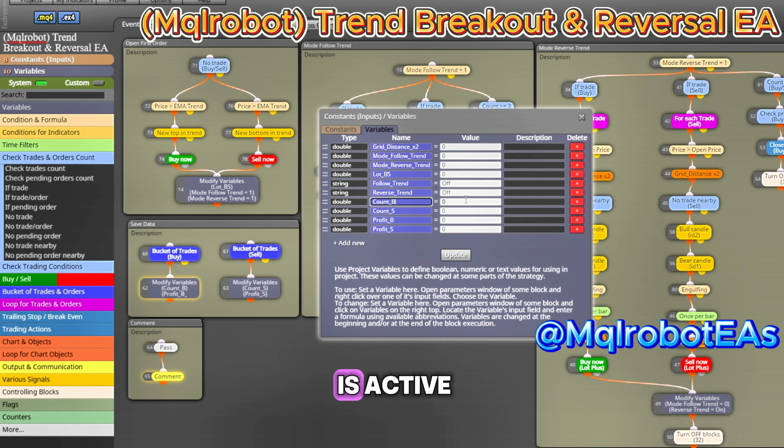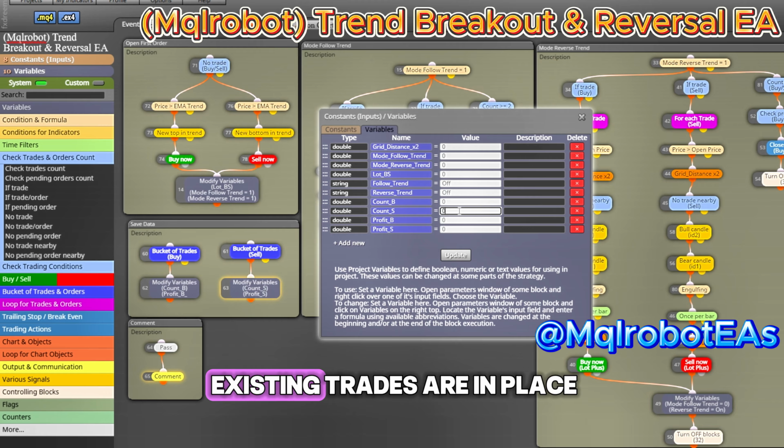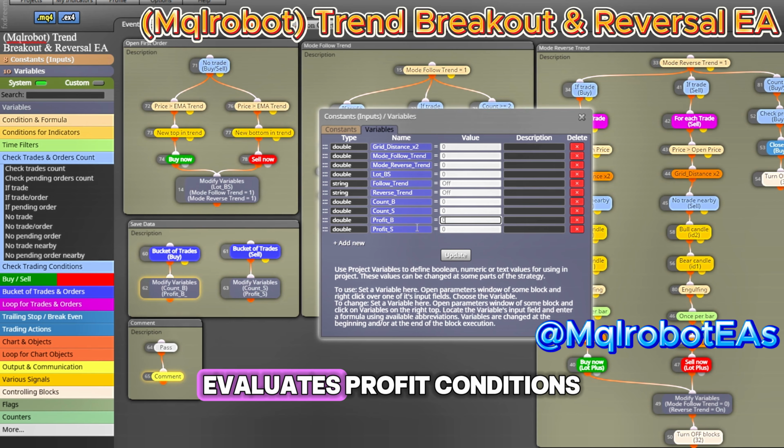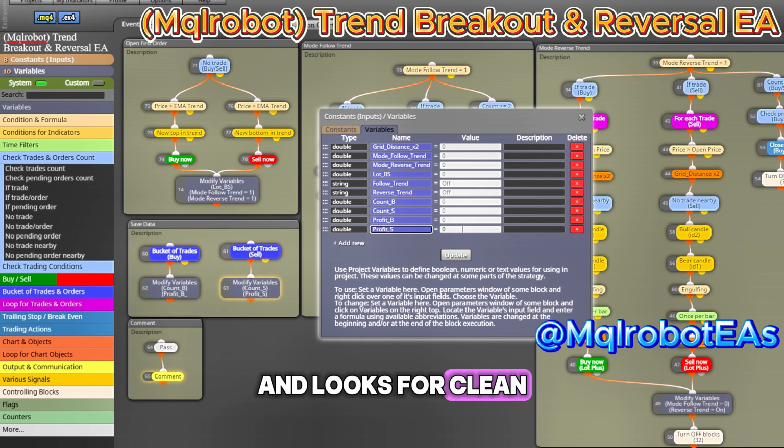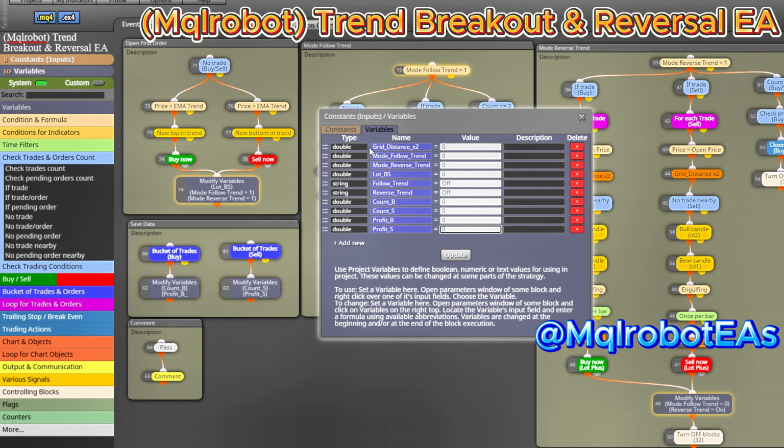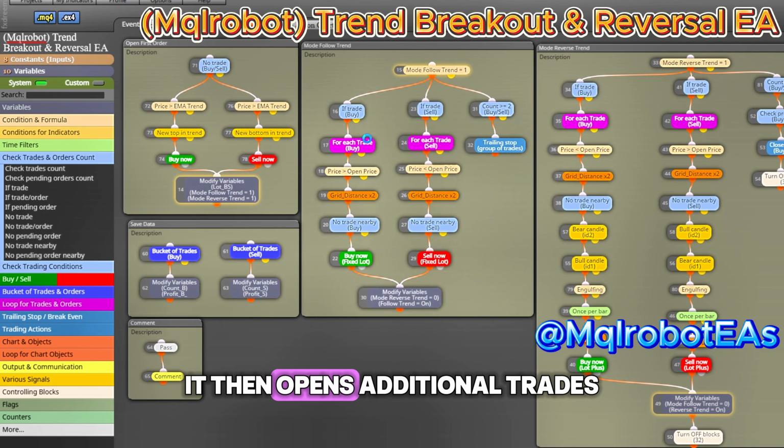When trend follow mode is active, the EA checks whether existing trades are in place, evaluates profit conditions, and looks for clean continuation signals. It then opens additional trades using a controlled grid distance multiplier. Each new order follows the breakout direction, and the EA manages exits through trailing stops and profit-based conditions.